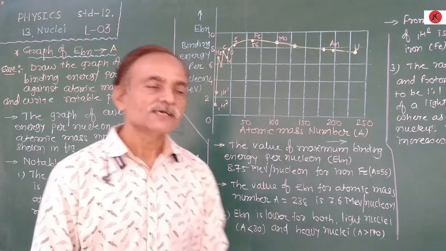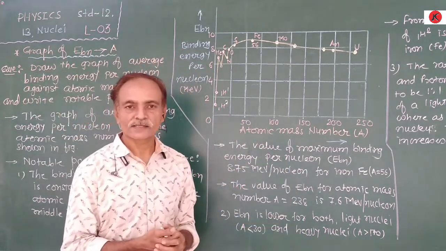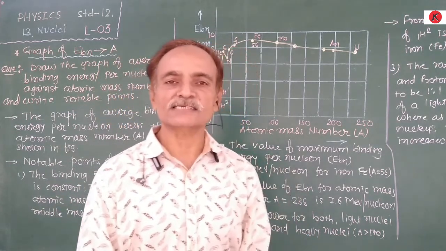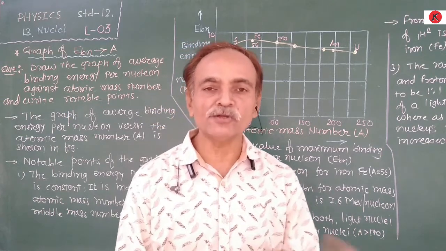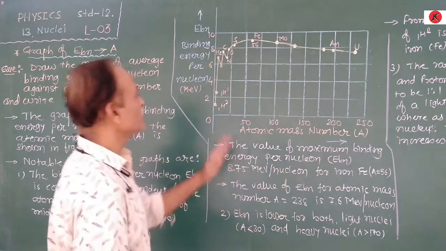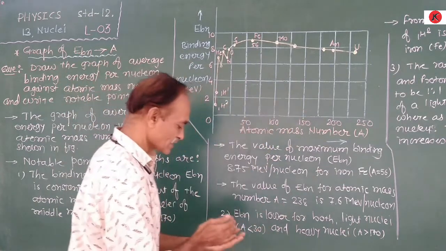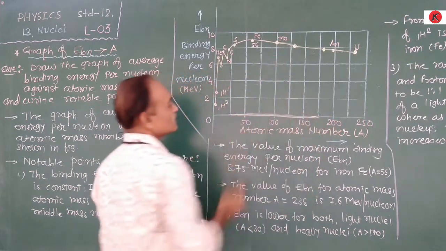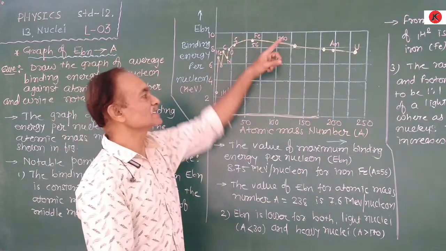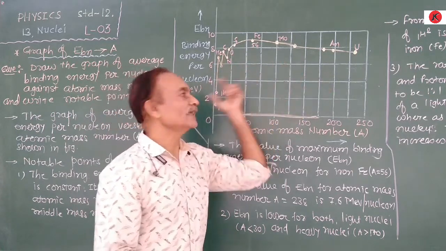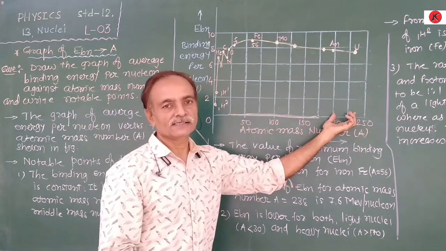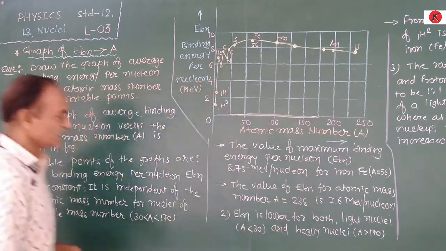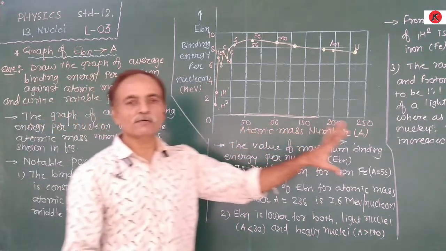Clear? Okay. While for nuclei of the middle range, that means atomic mass number greater than 30 and below 170, the binding energy per nucleon remains almost constant. For this part, the change in binding energy per nucleon is very small compared to the light nuclei and heavy nuclei. So these are the notable points of the graph. This graph is only for information.